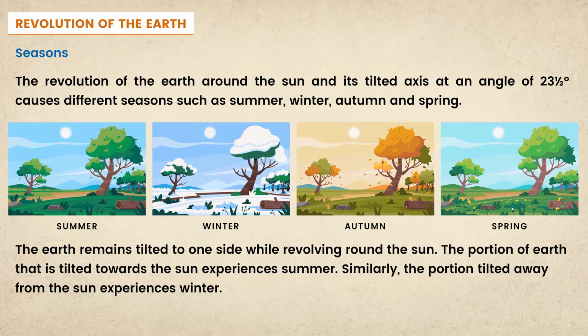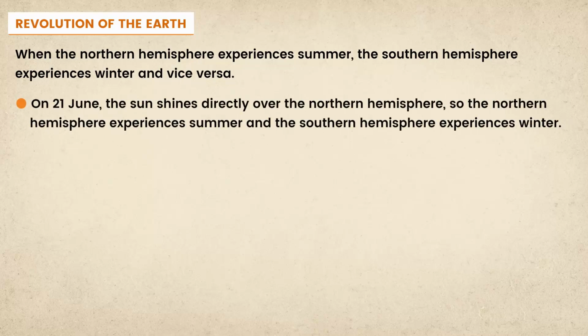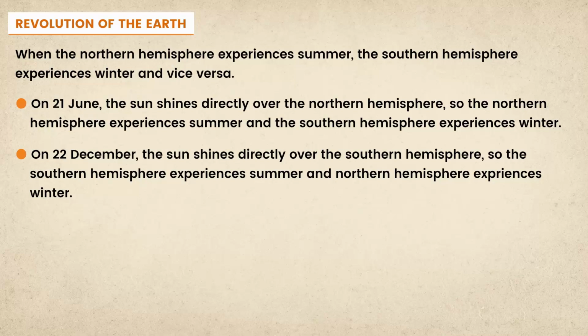Similarly, the portion tilted away from the Sun experiences winter. When the Northern Hemisphere experiences summer, the Southern Hemisphere experiences winter and vice versa. On 21st June, the Sun shines directly over the Northern Hemisphere, so the Northern Hemisphere experiences summer and the Southern Hemisphere experiences winter. On 22nd December, the Sun shines directly over the Southern Hemisphere, so the Southern Hemisphere experiences summer and the Northern Hemisphere experiences winter.